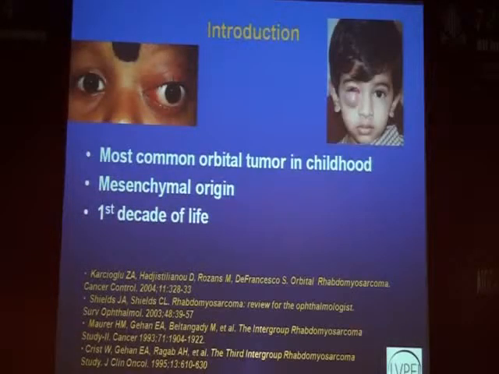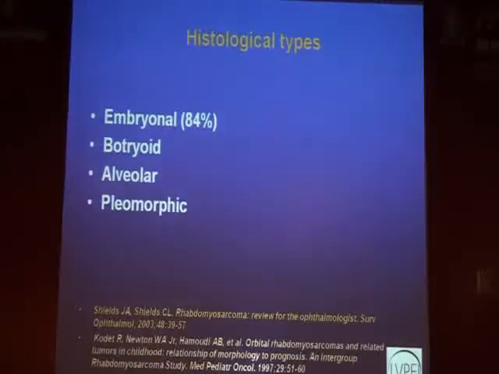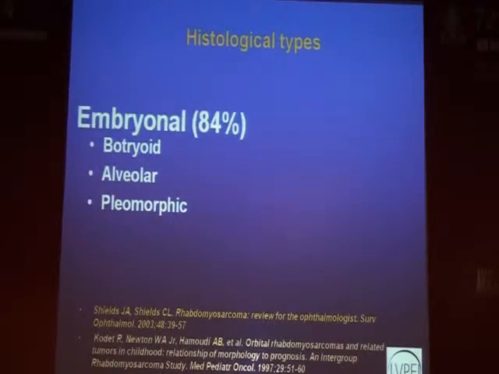So coming to the most important and the most commonly encountered orbital tumor in childhood, that is the rhabdomyosarcoma, which is mesenchymal in origin, most commonly seen in the first decade of life. And the most common type of rhabdomyosarcoma which we come across in the orbit is the embryonal type. And the other variants which can be seen are botryoid, alveolar and pleomorphic, which are rare in the orbit.